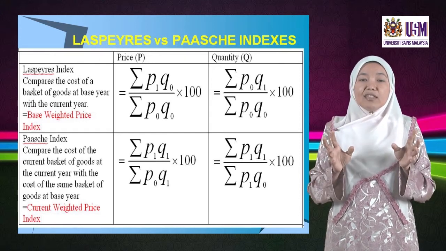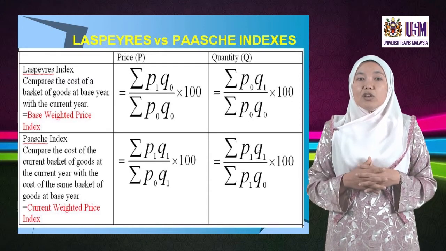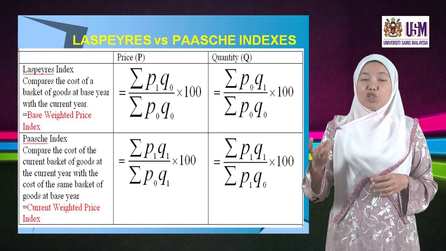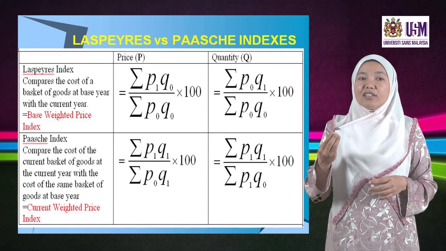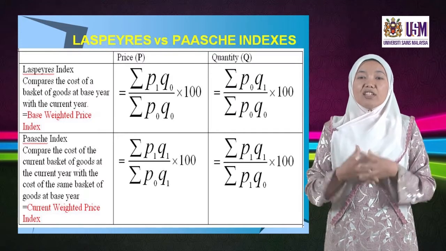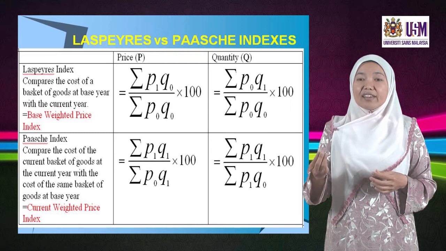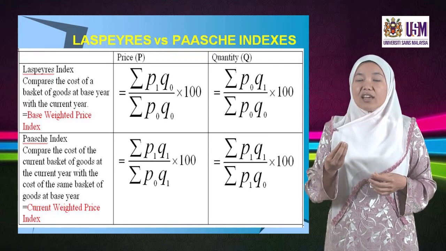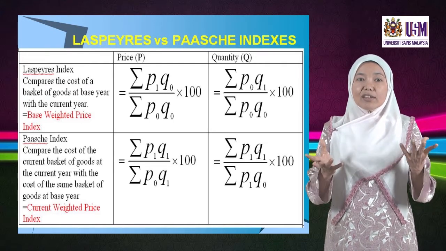So the formula looks the same, but bear in mind they are different. When we talk about the Laspeyres price index, you are measuring price changes, so Laspeyres means quantity of the base year Q0. If you are talking about the Laspeyres quantity index, you are measuring changes in quantity. In that case, price remains the same at base year price, while quantity is being measured in terms of its changes. Okay, so we are done with Laspeyres.